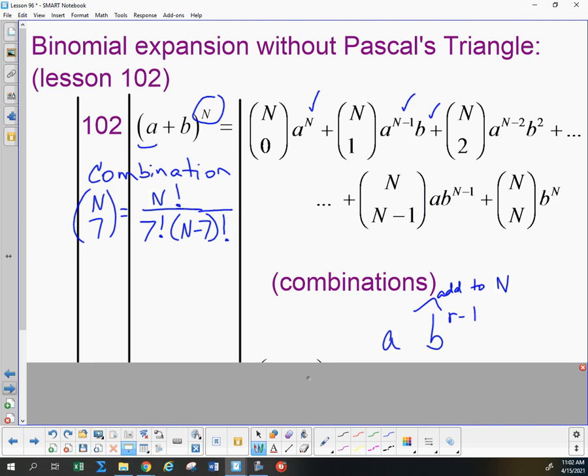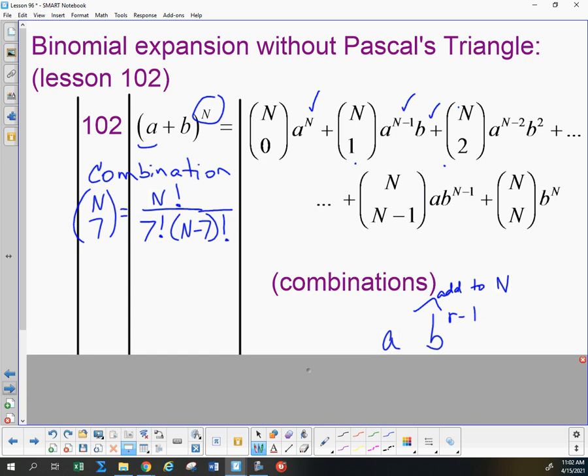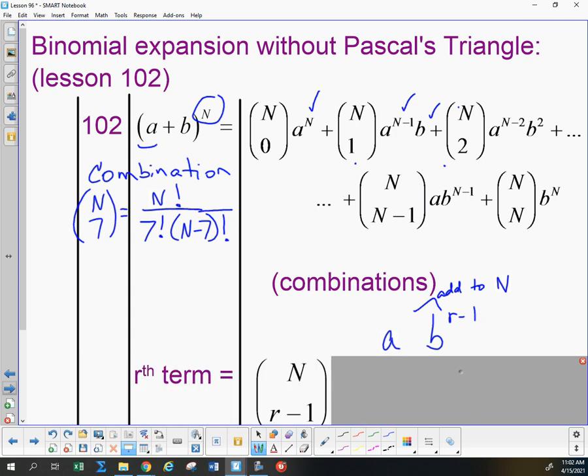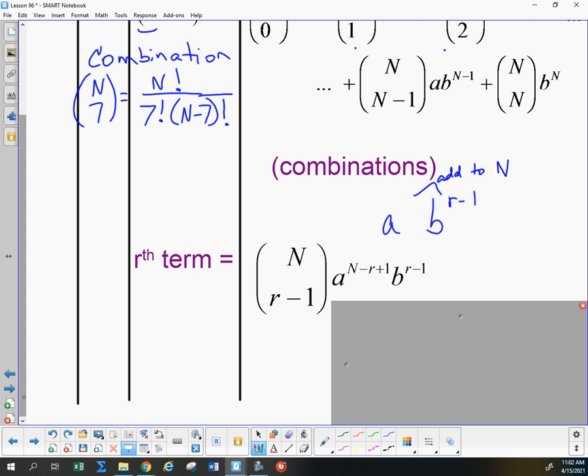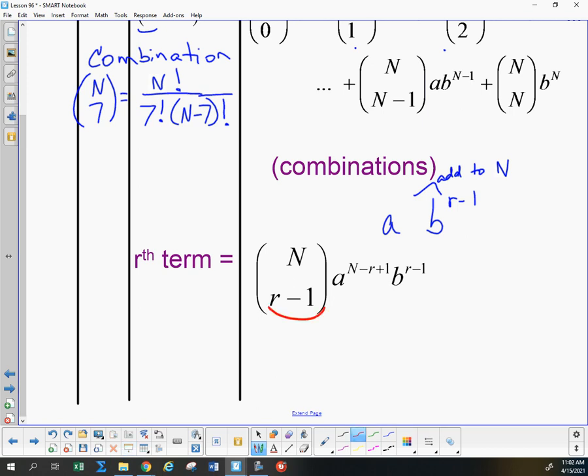So all we need to notice is that the first term is n choose 0. The second term is n choose 1. The third term is n choose 2. So if I want the rth term, I need to take 1 less than that term number as the bottom part of my combination notation, and as the exponent on the second term. So both of these are going to be 1 less than the term number.